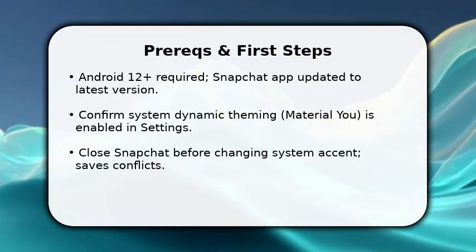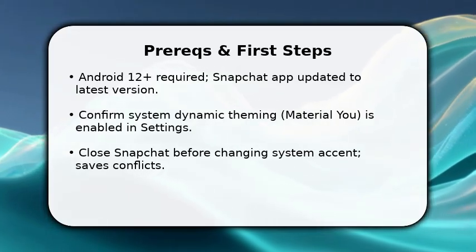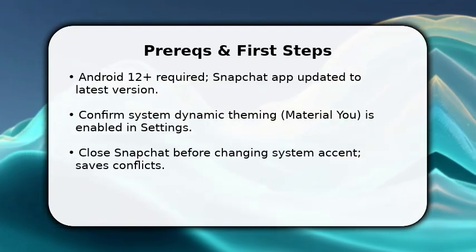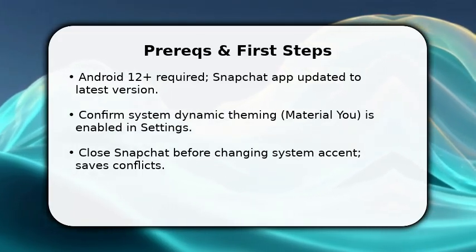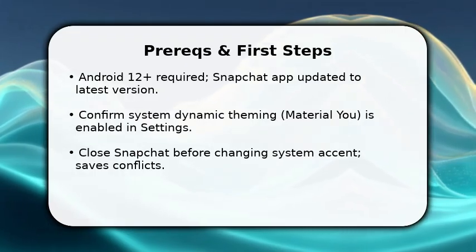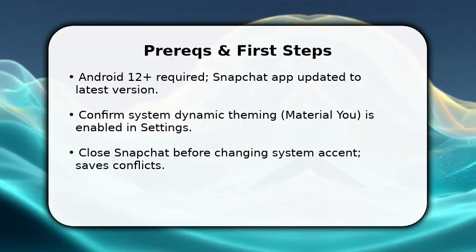You need Android 12 or newer and the latest Snapchat installed. This method uses the system accent, not an in-app theme. First, go to Settings, then Wallpaper and Style, or Display, then Styles and Wallpapers, depending on your phone. Pick a colors palette or use a wallpaper to generate dynamic colors. Once done, choose the accent color you want.